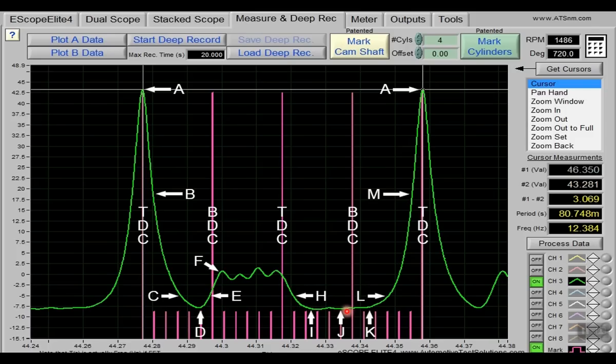Now, this drop should happen right around the TDC point, very close to TDC, and the whole drop should be completed by the 60-degree mark. If this goes all the way over to 90, it's taking too long, and again, that's indicative of a problem.